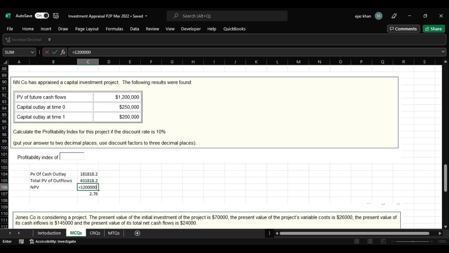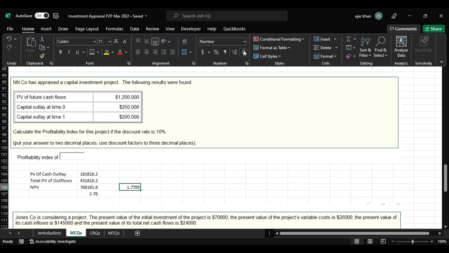1,200,000 minus this one, that's the NPV. Now, another way of calculating the profitability index is to divide NPV by the initial investment, that is the present value of cash outflows. It will be 1.78 times.